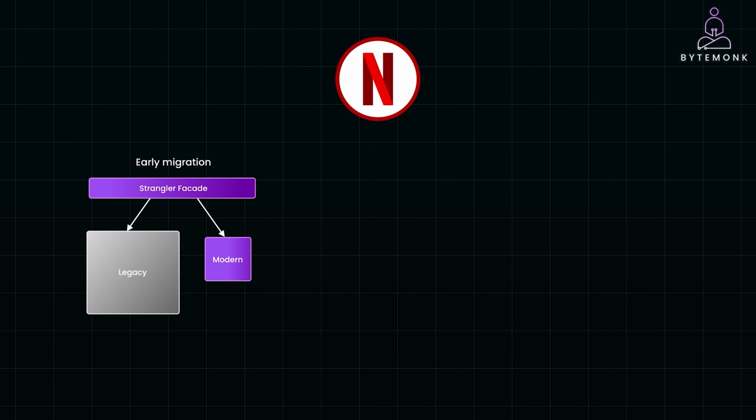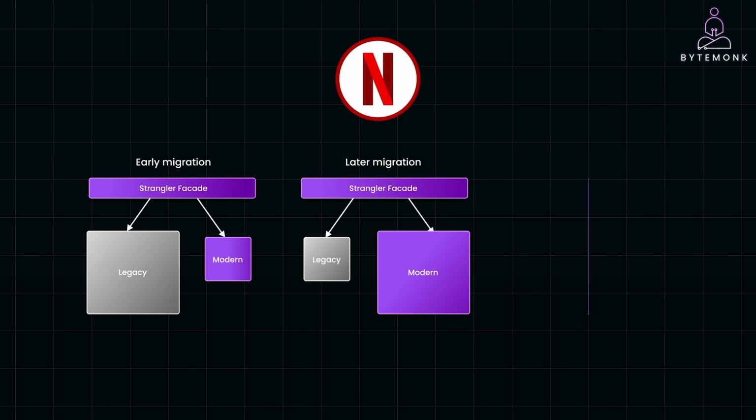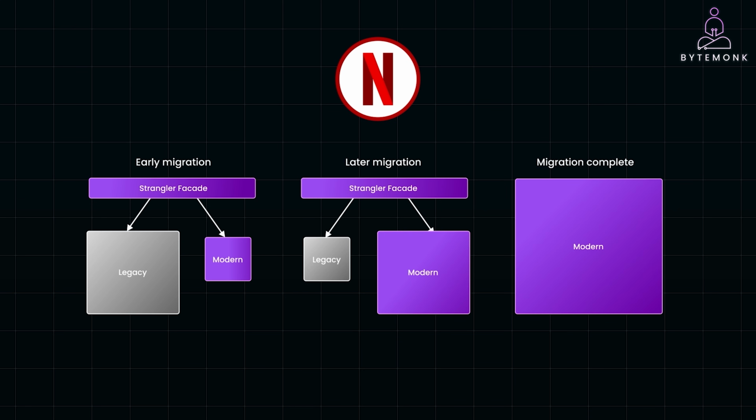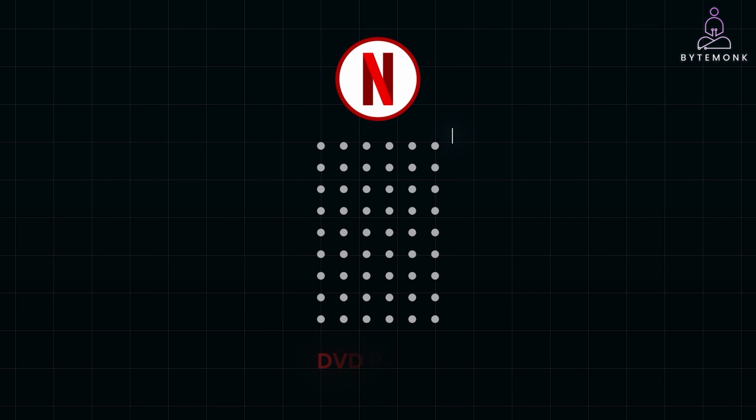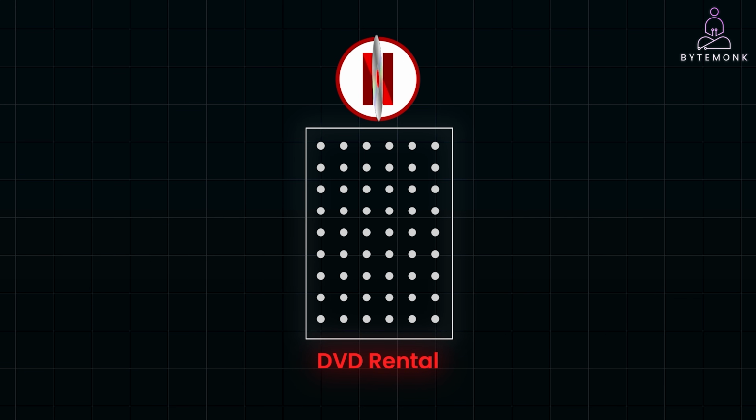Another example is Netflix. As Netflix transitioned to a microservices architecture, they used the Strangler pattern to gradually move different parts of the streaming platform into microservices. Initially, Netflix's DVD rental service operated as a single monolith application, which limited the flexibility and speed needed for their growing streaming service.